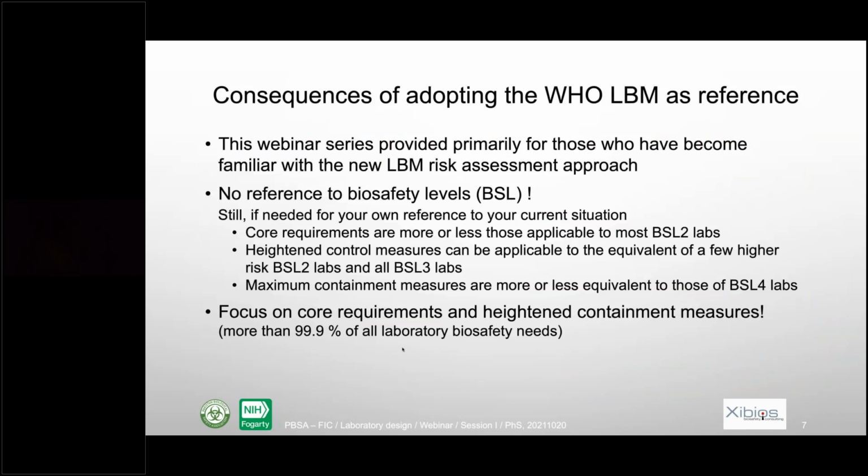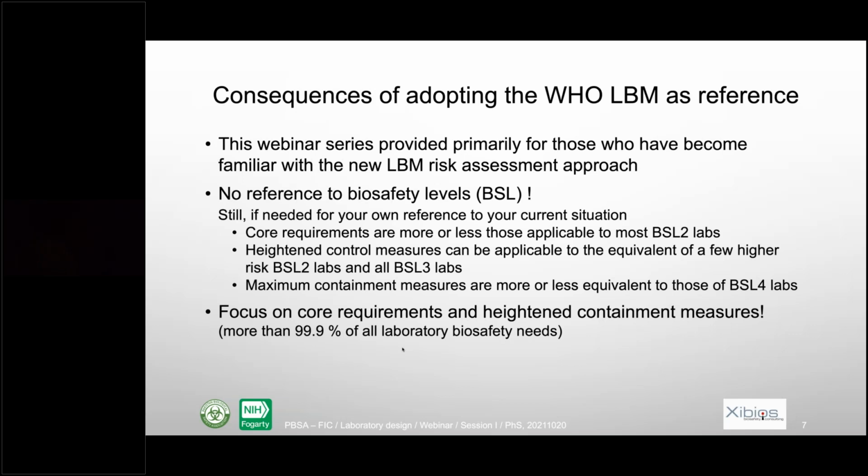So the consequences of adopting the laboratory biosafety manual as a reference: first, you should be more or less familiar with the risk assessment approach, because that's really the basis for laboratory design. Also, in this webinar, I will not make any reference to biosafety levels, except right now, just to connect you with situations that you may know.